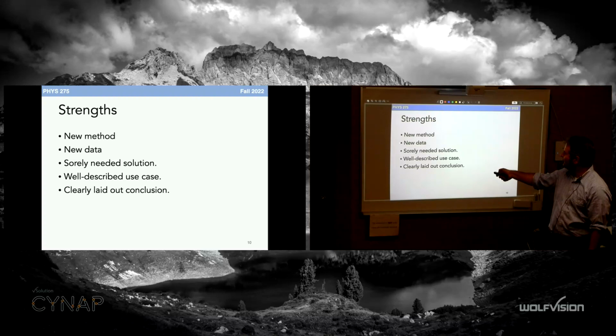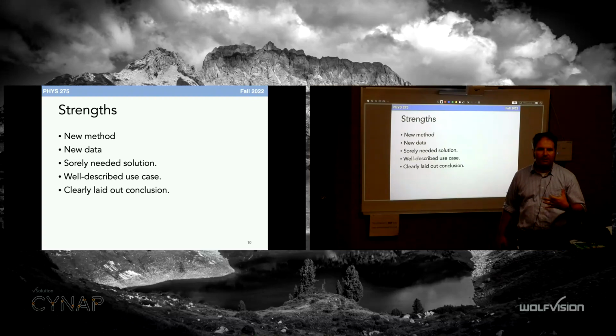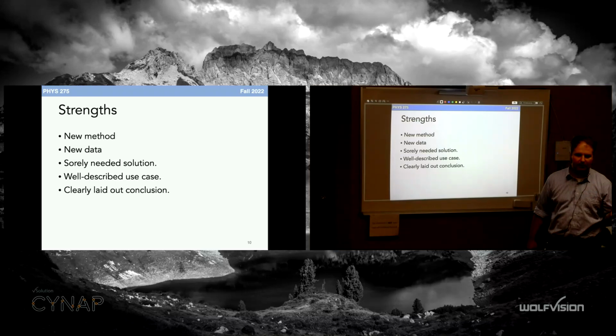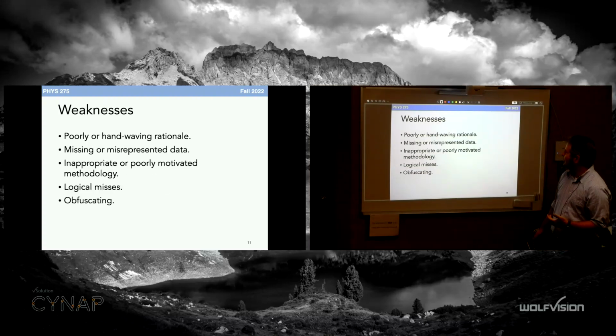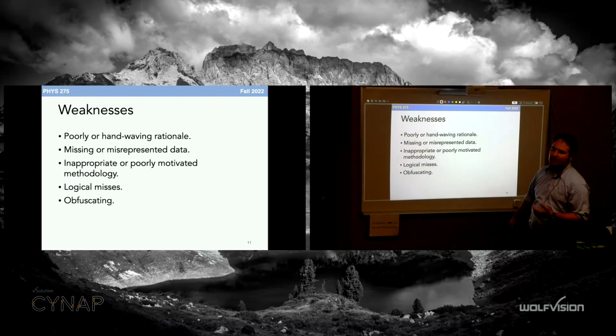Strengths: it's a new method, it's new data, it's a sorely needed solution, it's a well-described use case, it's a clearly laid out conclusion. What are the strengths of this visualization? It's not just important, but also, hey, this is instantly recognizable, or it is intuitive, or something like that, right? The weaknesses: a poor or hand-waving rationale, or things like missing or misrepresented data.